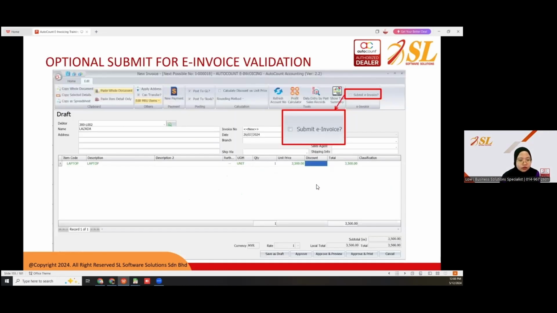Okay, so if you have a transaction to Shopee or Lazada, like here, you need to untick submit e-invoice so that both parties don't submit the same document to the MyInvois portal.